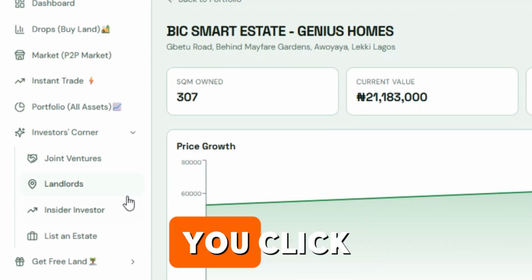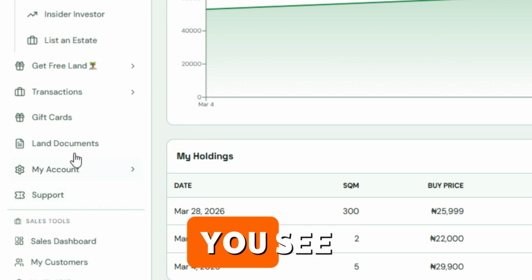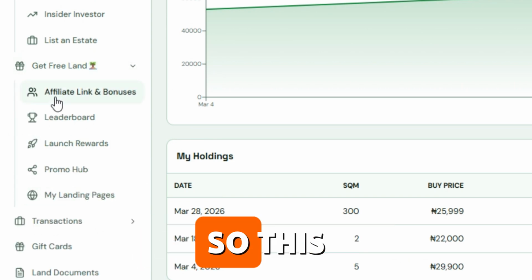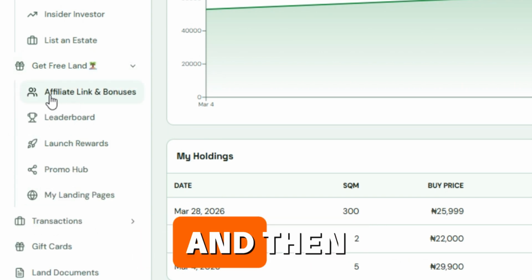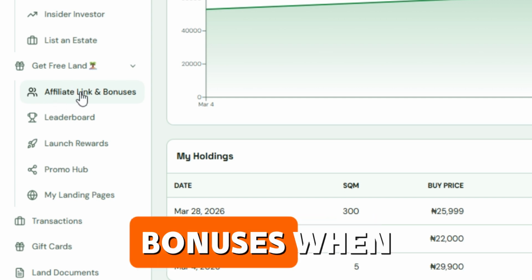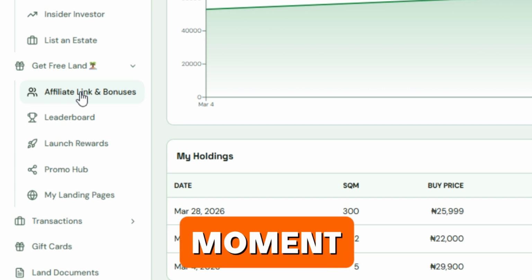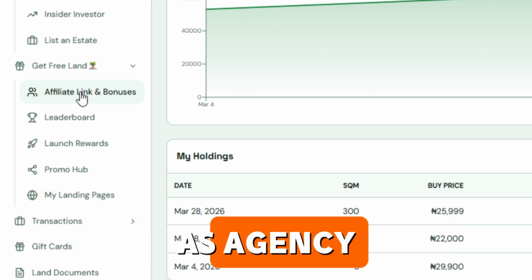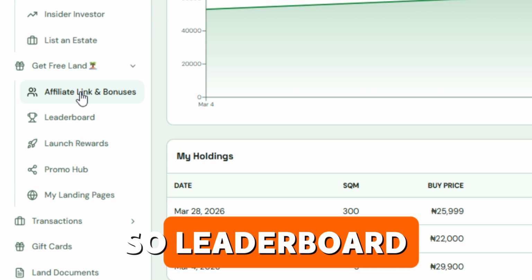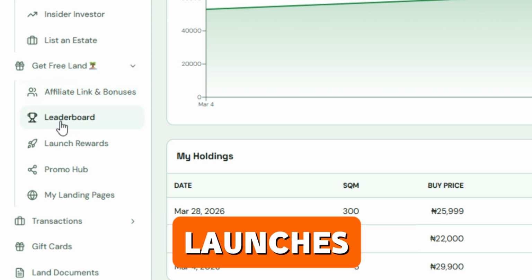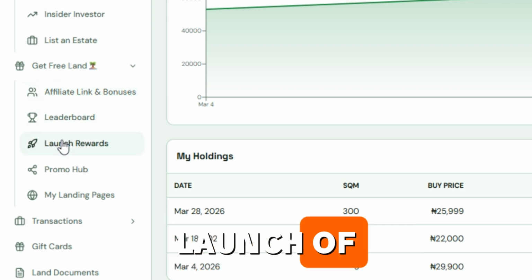So you can become an agent. To become an agent, you click on Get Free Land, and then you see affiliate link and bonuses. This is where you get the link, and then you are able to get bonuses when people buy land through you. You get 3 to 5% at this moment, whenever somebody buys land, as an agency fee. Then there is the leaderboard and a few other things about the launches. This is only for the launch of the platform.